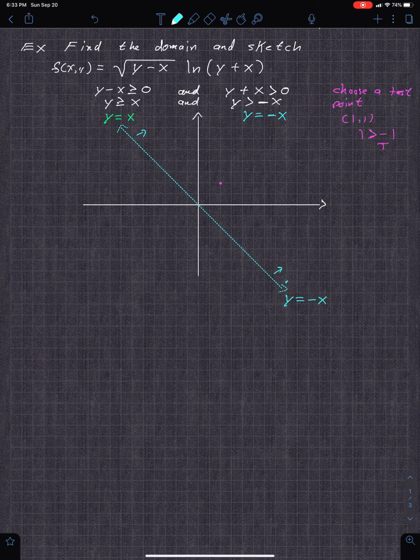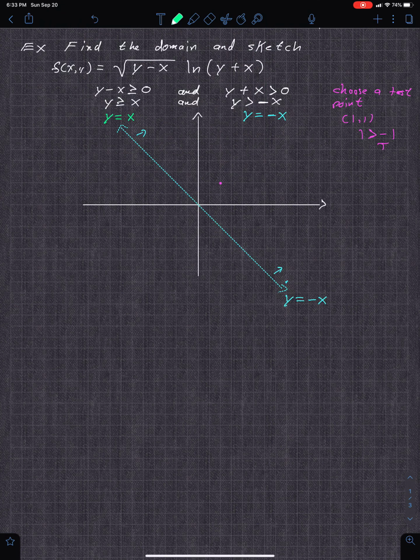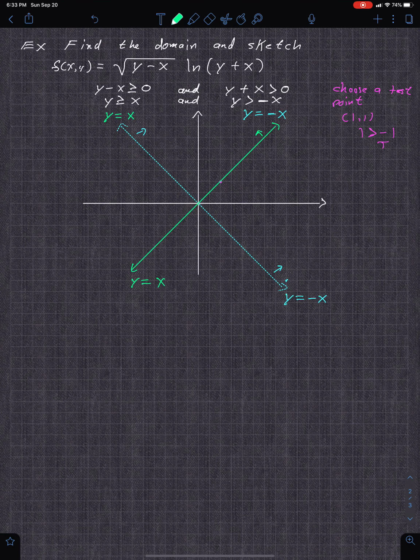All right, so now let's do the other one. This is y equals x, like that. And it's solid because it's an or equal to. And this one you shade above, greater than x, so it's going this way as well.